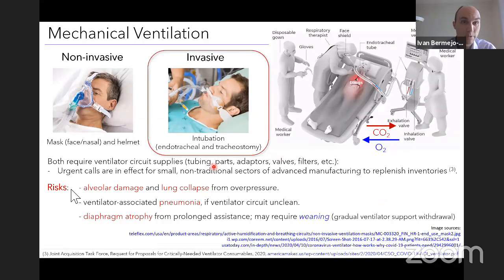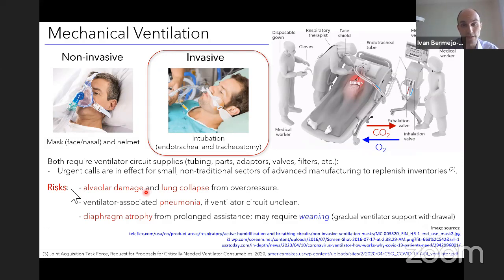In terms of the types of mechanical ventilation, there is non-invasive ventilation, typically through masks or helmets. In the case of COVID-19, helmets are important because they can contain the virus from aerosolization. And then the one that I'm going to focus on today is invasive ventilation, the one that requires intubation. There are some risks associated with this invasive ventilation, and here you have some of them.